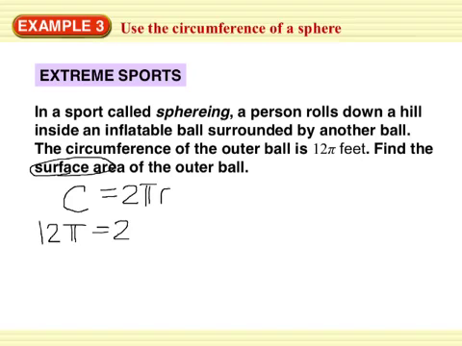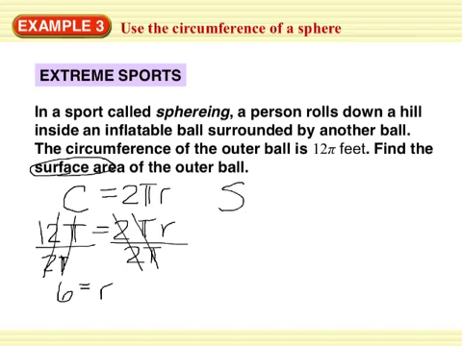The circumference is 12 pi. Set that equal to 2 pi r. The radius is 6. We can use that for surface area. Four times pi times 6 squared.